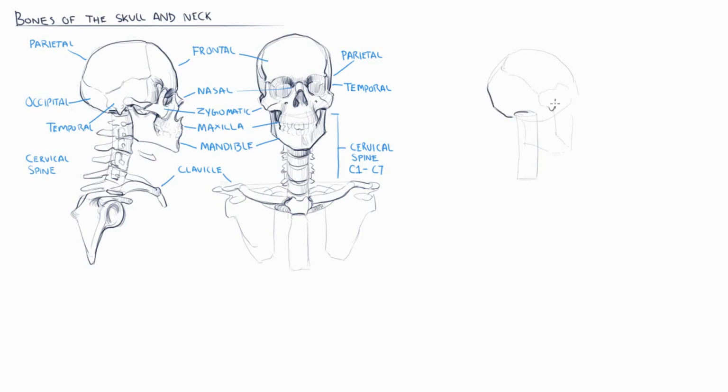This little bony structure that I just drew in on the temporal bone is known as the mastoid process, which is important because it acts as the insertion point for the sternocleidomastoid muscle on the neck. Here you can see the top portion of the mandible inserting underneath that zygomatic bone. And then the maxilla jutting forward.